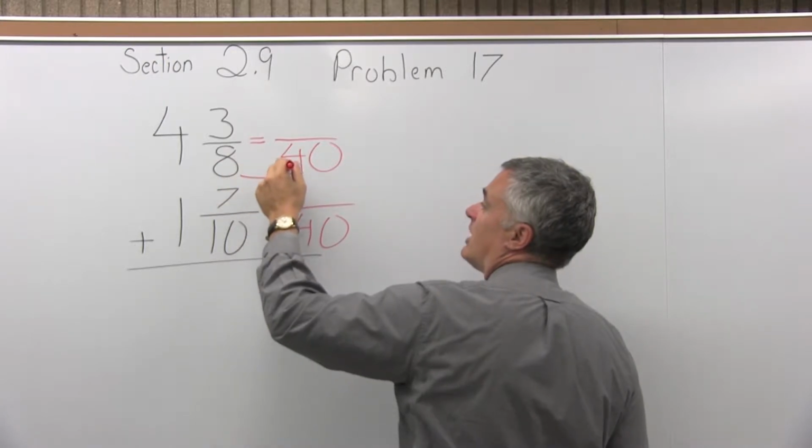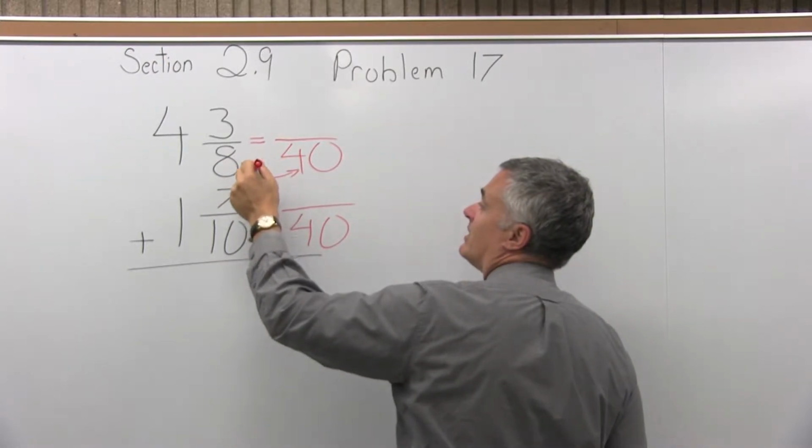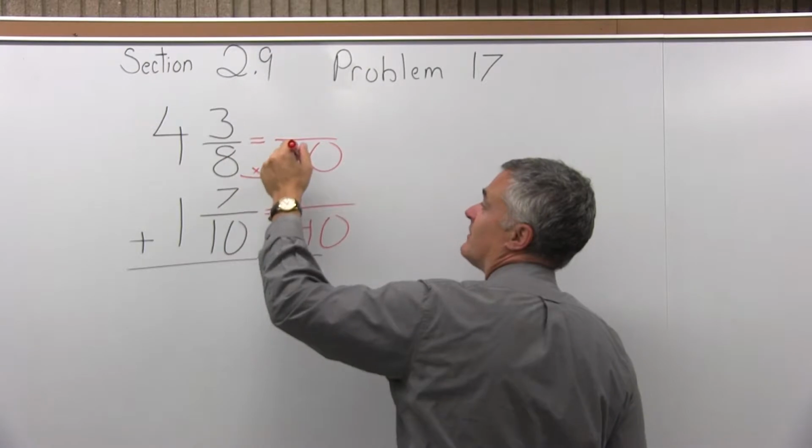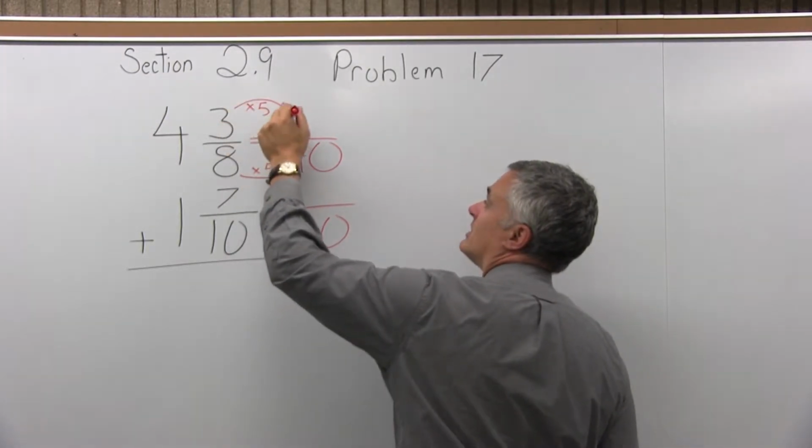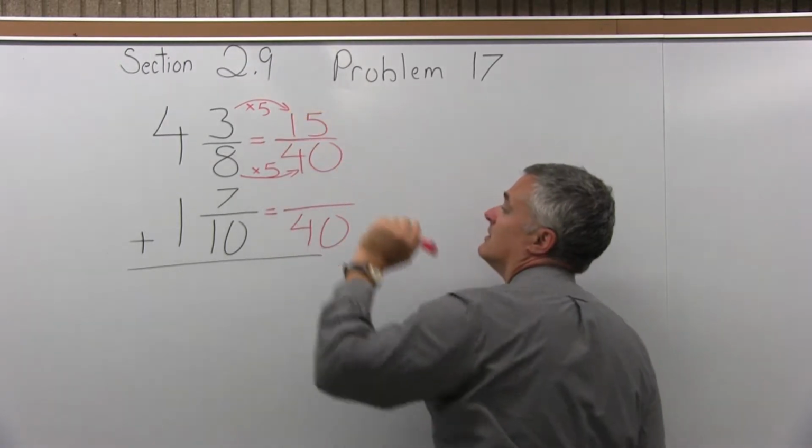For the top fraction, 8 times some value makes a 40. So it's 8 times 5 is 40. The numerator gets multiplied times that same 5. 3 times 5 is 15.